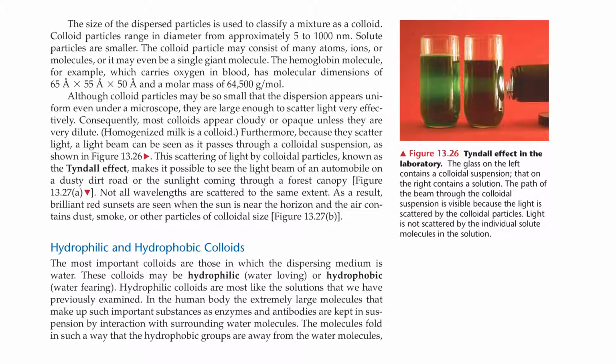The size of the dispersed particles is used to classify a mixture as a colloid. Colloid particles range in diameter from approximately 5 to 1,000 nanometers. Solute particles are smaller. The colloid particle may consist of many atoms, ions, or molecules, or may even be a single giant molecule. The hemoglobin molecule, for example, which carries oxygen in blood, has a molecular dimension of 65 angstroms and a molar mass of 64,500 grams per mole.